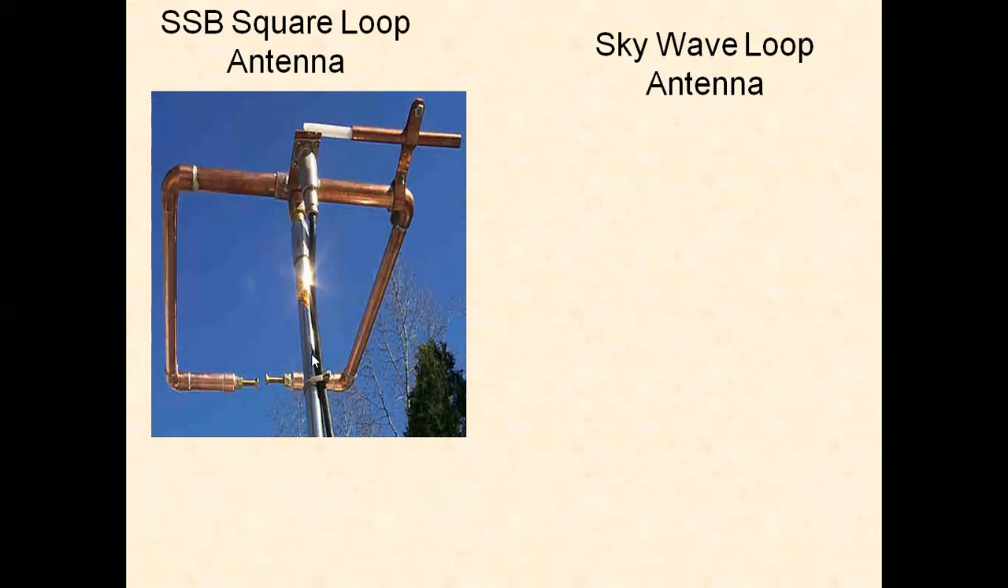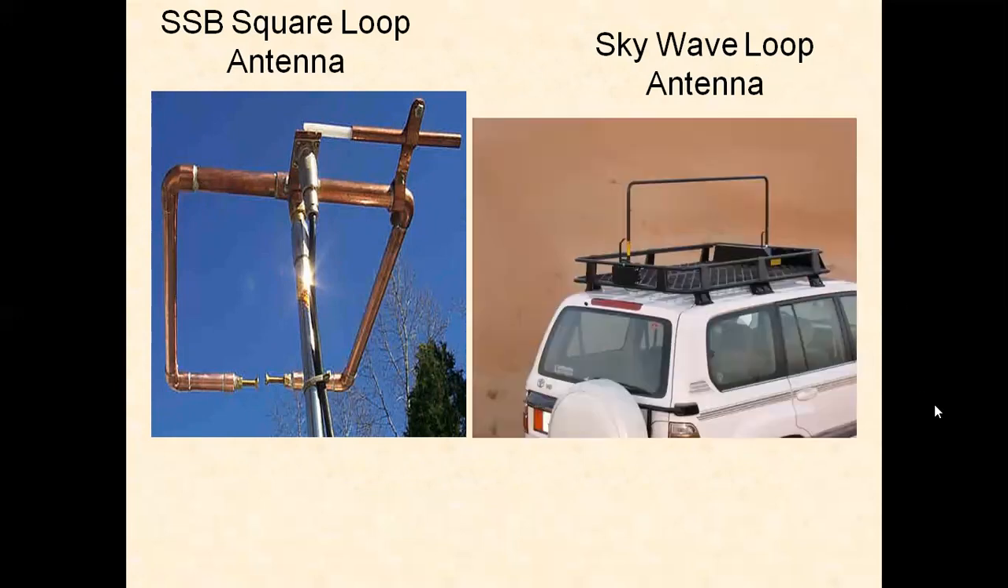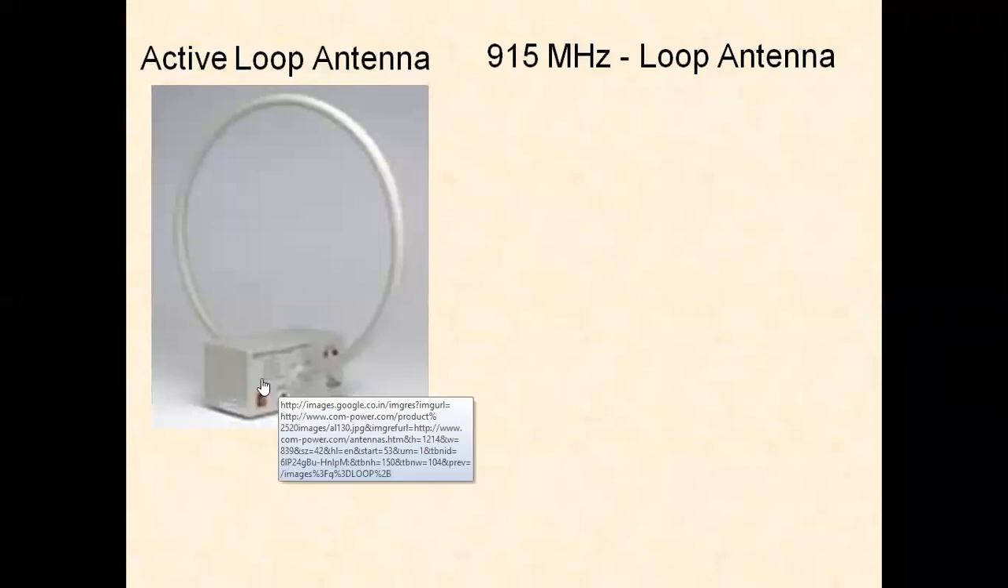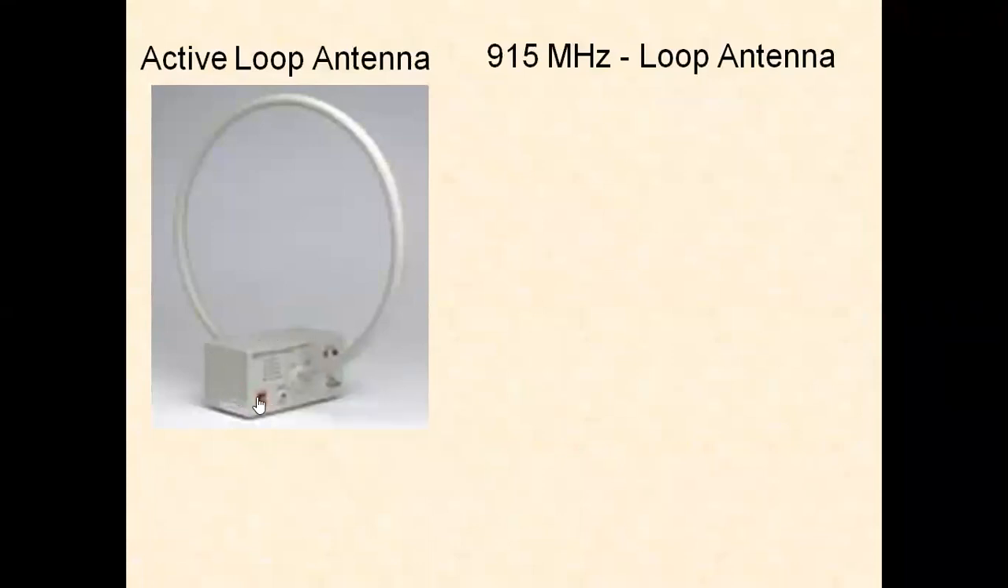SSB square loop antenna, skywave loop antenna, and this structure is an SSB square loop antenna. The structure is like the square loop here. And we have the skywave loop antenna. It is looking toward the sky, skywave loop antenna. The structure is a square loop located on a pole. Through coaxial cable, it is connected to the transmitter or receiver. This is the skywave loop antenna. Active loop antenna. It is provided with active elements.